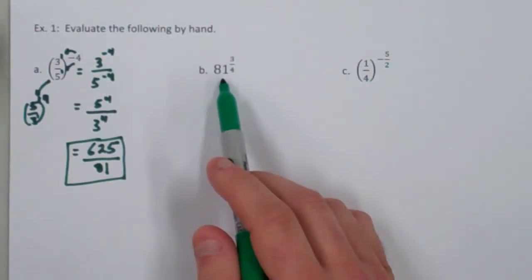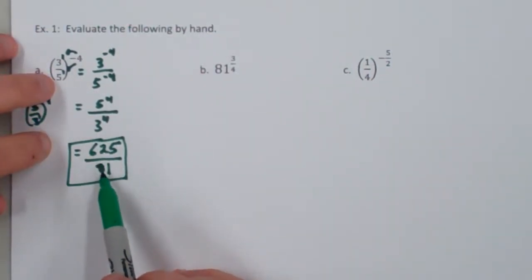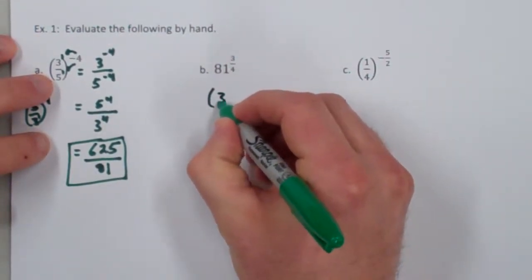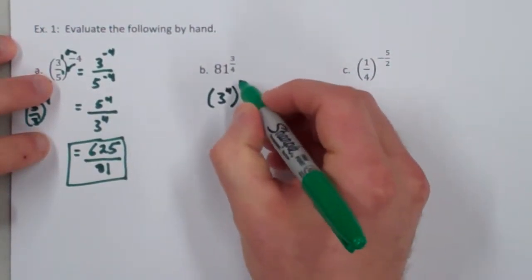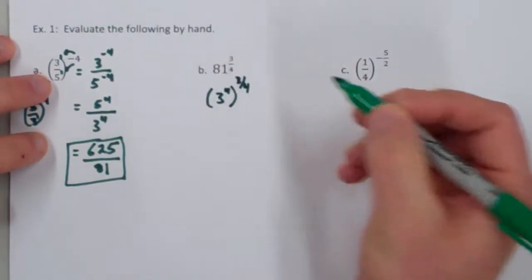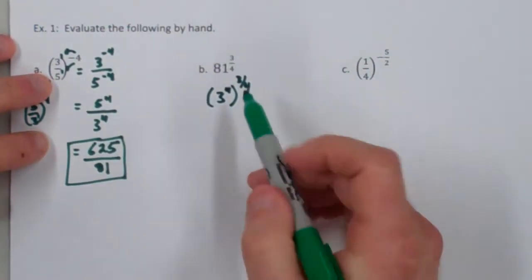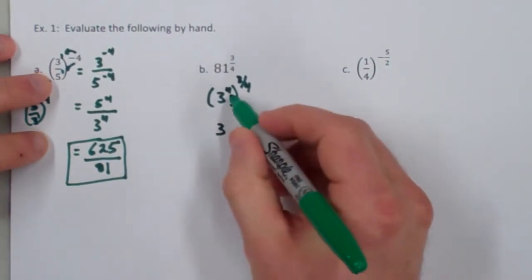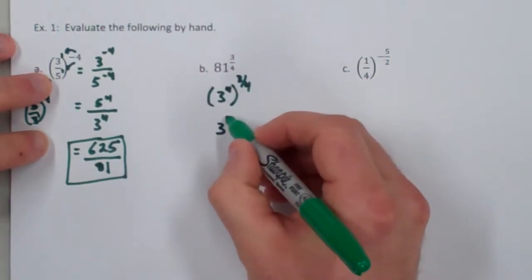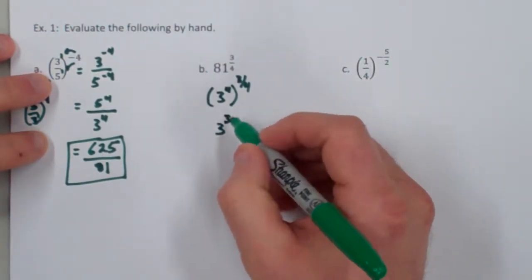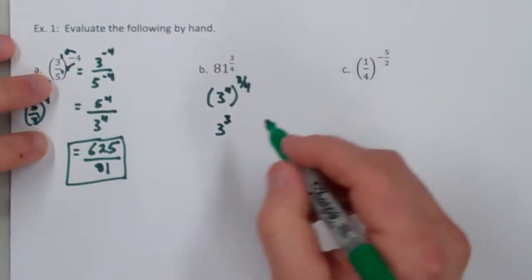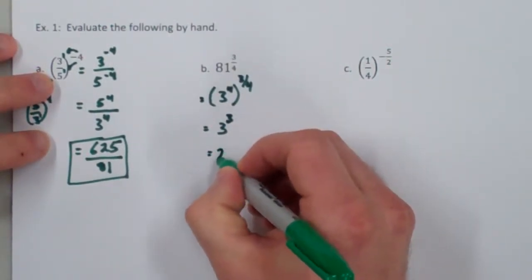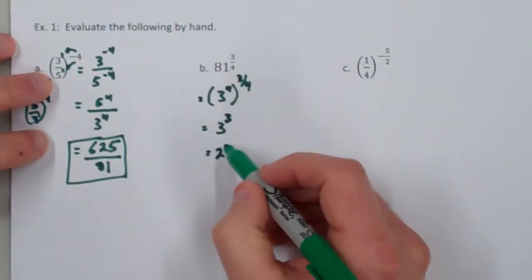So 81, right away, from our previous example, we know that 81 is 3 to the 4th power. So if we rewrote 81 as 3 to the 4th, it would look like this, and we're raising that all to the 3 over 4 power. Remember your power of a power rule, you're going to multiply those two together. So 4 times 3 over 4 is just 3. 3 to the 3rd power would be 3 times 3 times 3, and that definitely would be equal to 27. So you don't even need a calculator to do these.